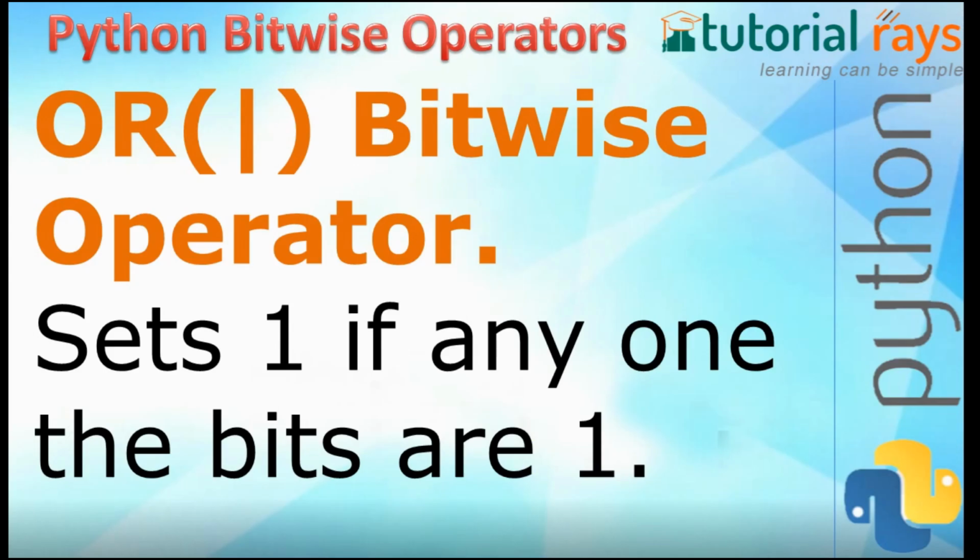Now the next one is the OR operator. This OR operator is normally the pipe sign. In this case, it sets 1 if any one of the bits is 1. As you know, in OR operators, if any one of the conditions is true, then it becomes true. So here also if there is 0 and 1, then it returns 1. So let's see with an example.